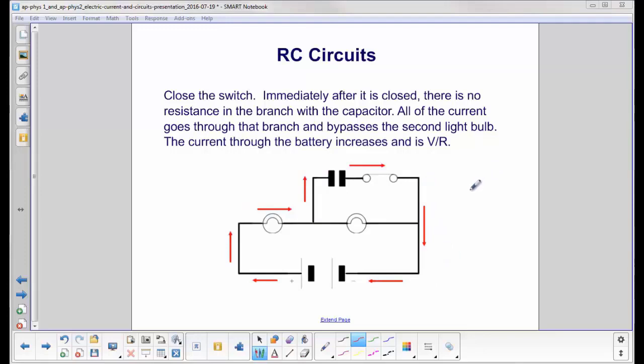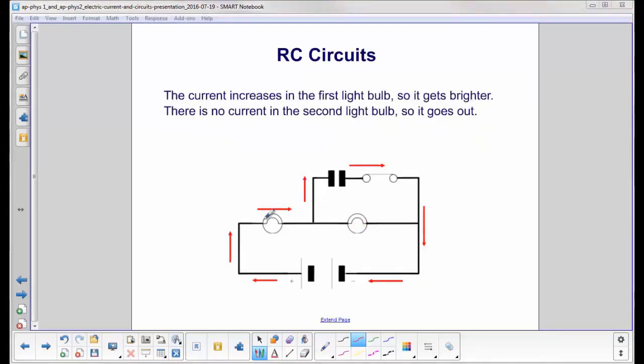So what happens to the current coming out of the battery when we close the switch? Well, current, of course, is Ohm's law, V over R. This light bulb is not in the circuit, so the only resistance we have here, current, is V over R. So what happens is we have more current coming out of the battery, and this light bulb here will get brighter. The current will increase in the first light bulb, so it gets brighter. But none of the current is going through this light bulb now, so it goes out.